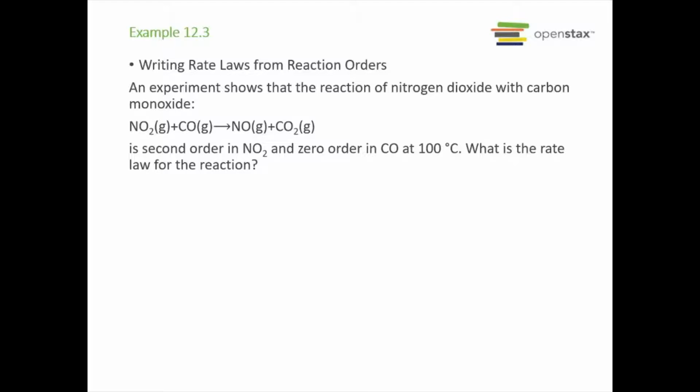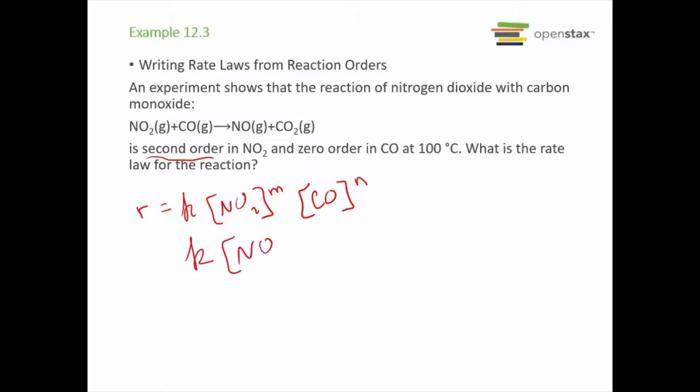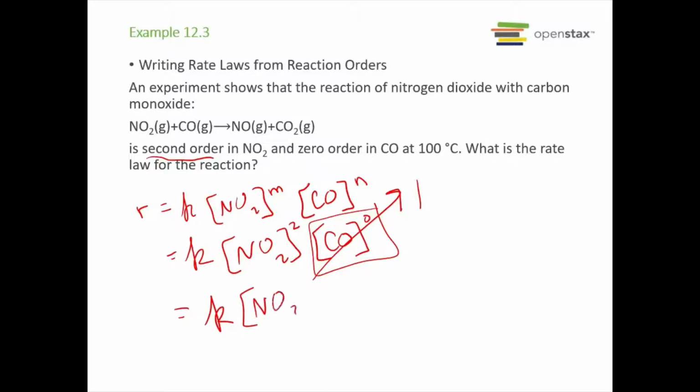So we can start with our generic rate law. The rate is equal to k times our concentration of NO2 to the m power times the concentration of CO to the n power. And we were told for NO2, it's second order. So that means we have k times NO2 to the second power, and CO is zero order. Now anything to the zero power equals 1. So now our rate law simplifies down to k times the concentration of NO2 squared. So this is our rate law at 100 degrees Celsius.